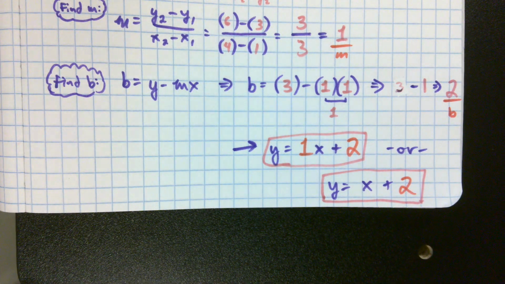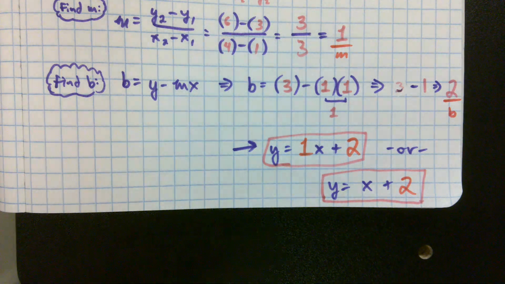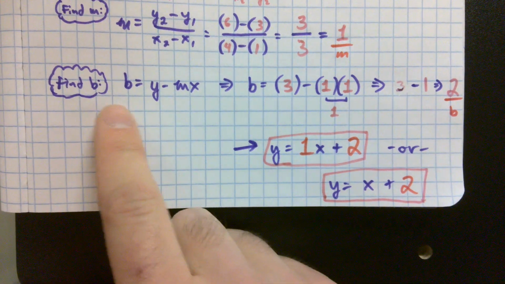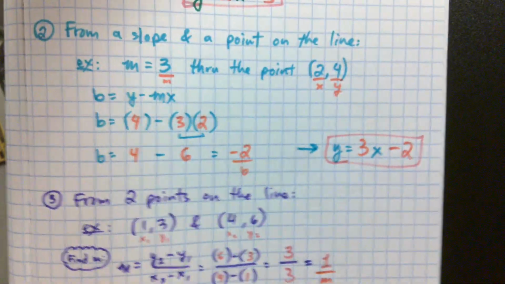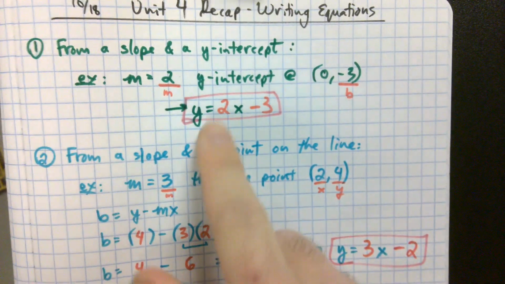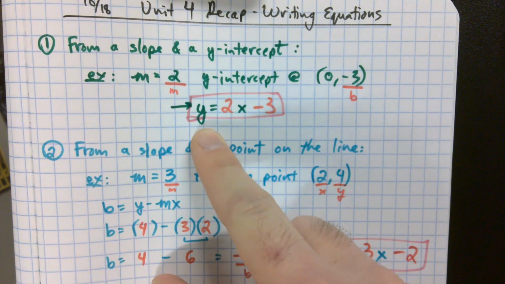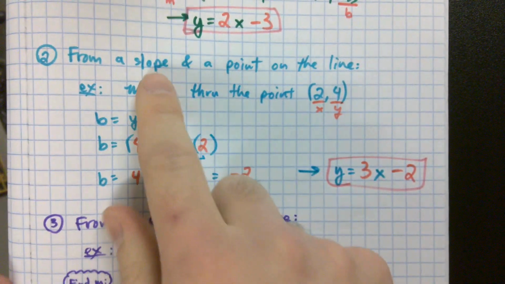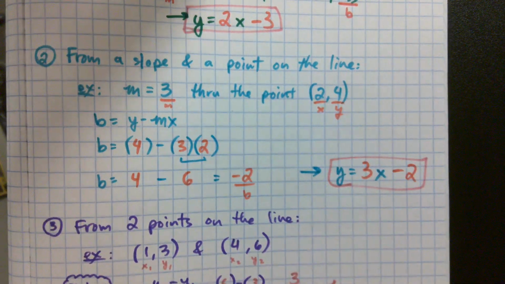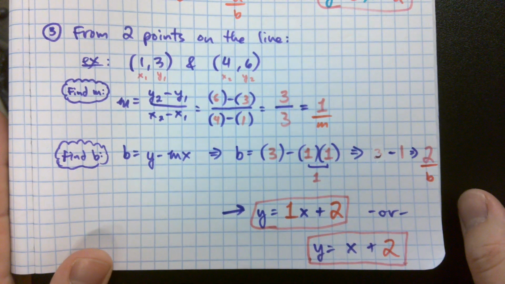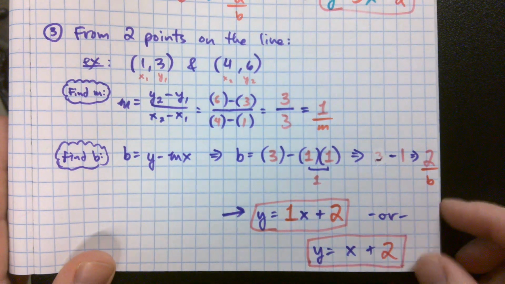So hopefully you can see we're building up our difficulty from method 1 to method 2 to method 3. We're doing a little bit more each time, but we're using the same kinds of things, right? B equals y minus mx was what we did in the second method. In the first method, it was super easy. We didn't have to do any math at all. We were given our m, given our b. In method 2, we were given our m, but we had to find our b. And in method 3, we had to find our m, and we had to find our b. So building up difficulty each time.